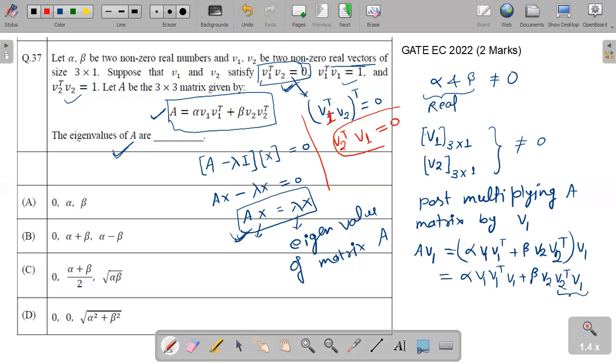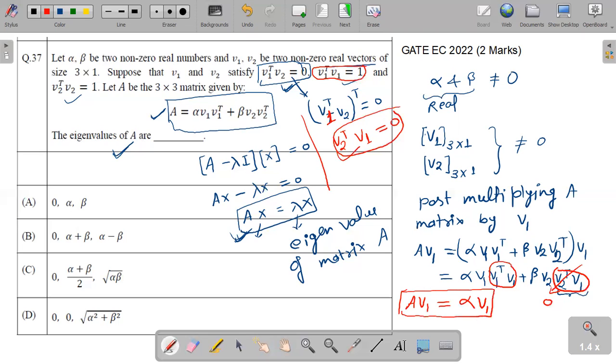Now put this value here, right? This term becomes 0 because b2 transpose into b1 equals 0. Now we have A b1 equals alpha b1. Now you can also put this value: b1 transpose into b1. This is the given condition, b1 transpose into b1 equals 1. So we have obtained this condition.